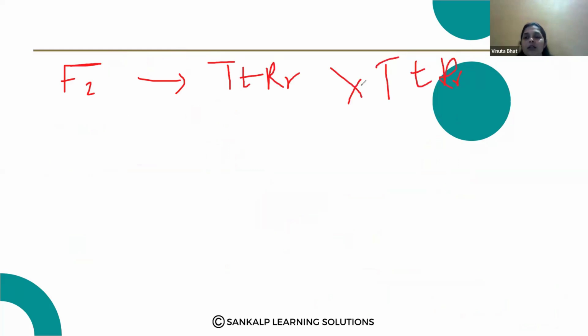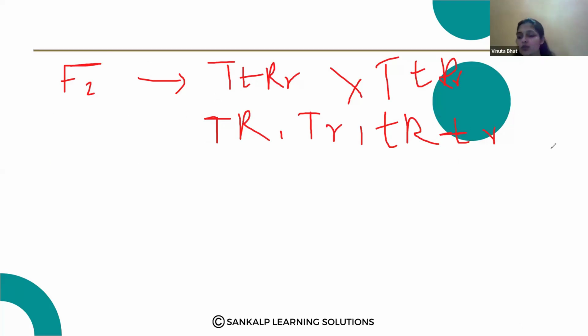When F1 generations are selfed, the F2 generation will be formed, that is capital T, small t, capital R, small r, crossed with the same one, capital T, small t, capital R, small r. The gametes produced are capital T capital R, capital T small r, small t capital R, small t small r. Okay, so these are the gametes produced. So just use the checkerboard and you can obtain the different varieties of plants. So I will clear this. Next, the checkerboard you should put.